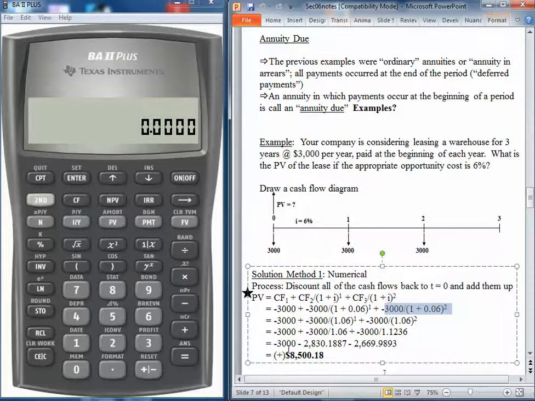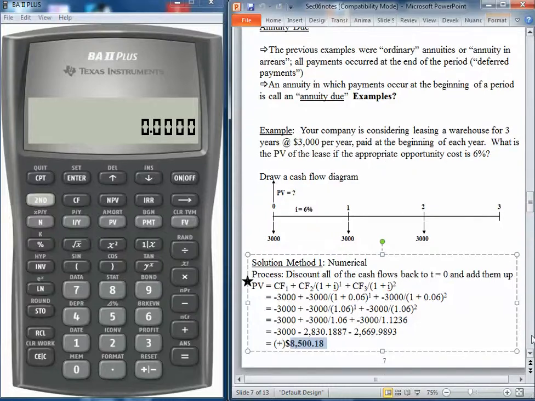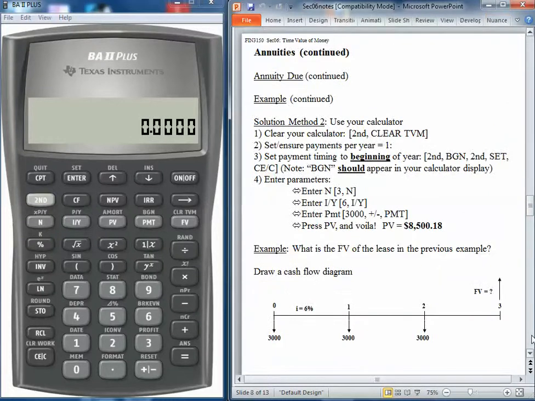So the present value of an annuity due will always be less than the present value of an ordinary annuity, all else held equal. So if we were to pay this obligation off today, those three $3,000 payments are equivalent to $8,500.18 in today's dollars. Let's solve this using our calculator.